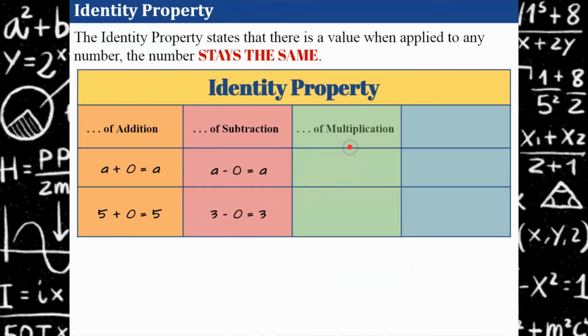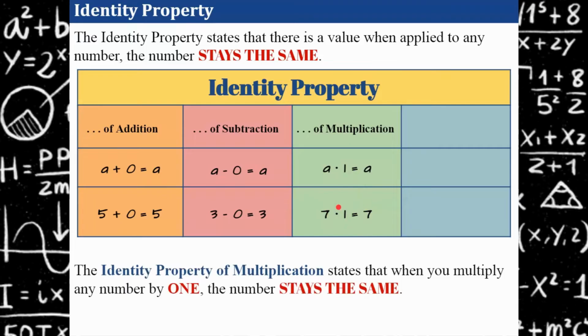Let's look at multiplication. It would be 1. Any value A multiplied by 1 will equal that value A. We can model this with 7. 7 times 1 equals 7. Any value multiplied by 1 will equal that value. So because it's the identity property, it states that when you multiply any number by 1, the number stays the same.